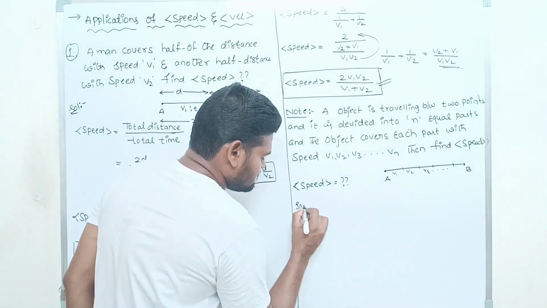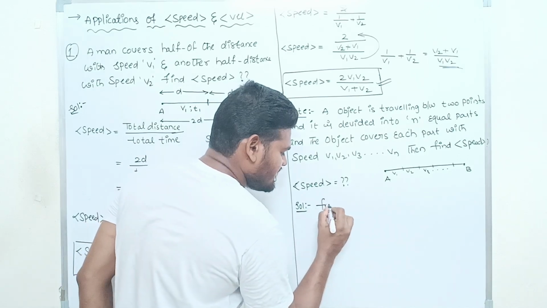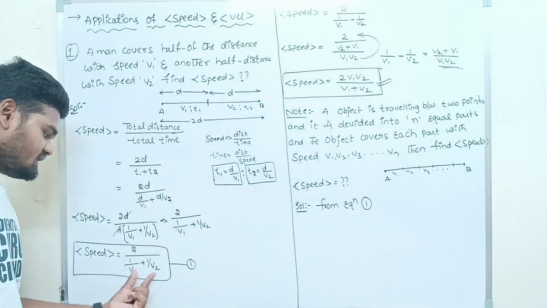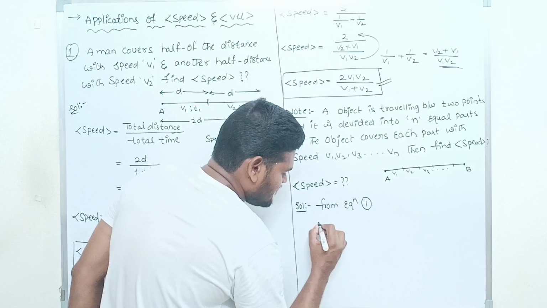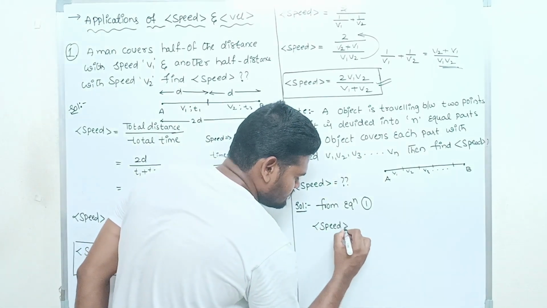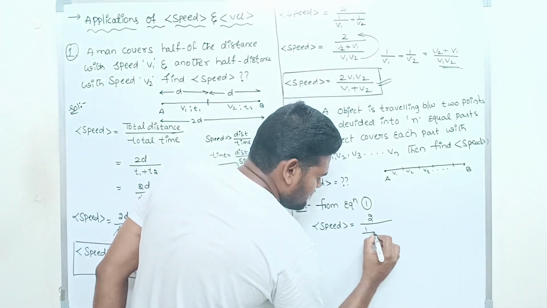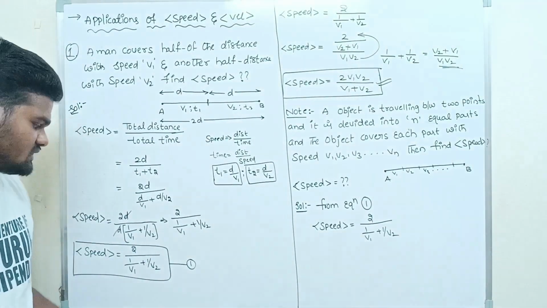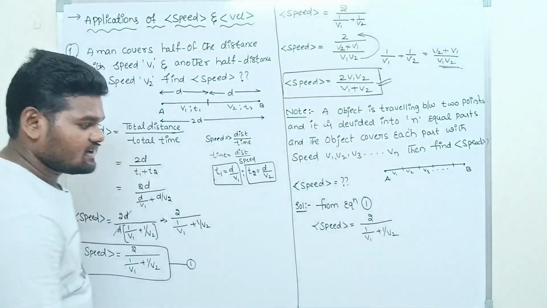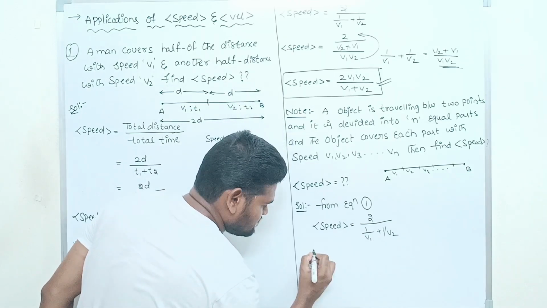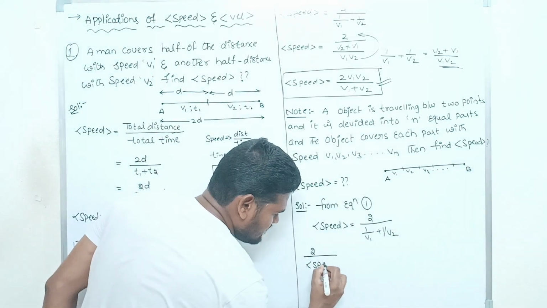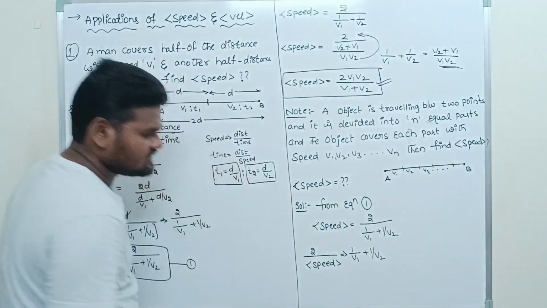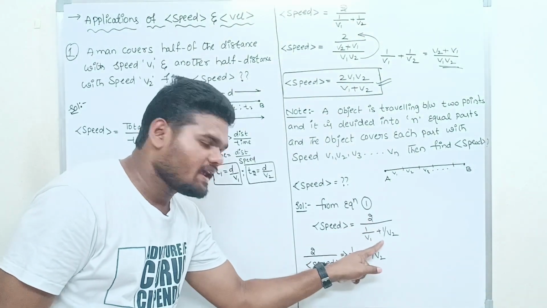Okay, solution. I'm just taking equation number 1. So what is equation number 1? We have average speed is equal to 2 by 1 by v1 plus 1 by v2. This is equation number 1. Are you getting it? Right. So I'm just writing this equation as 2 by average speed is equal to 1 by v1 plus 1 by v2. Can I write like this? If speed comes to this side, it becomes 2 by average speed.